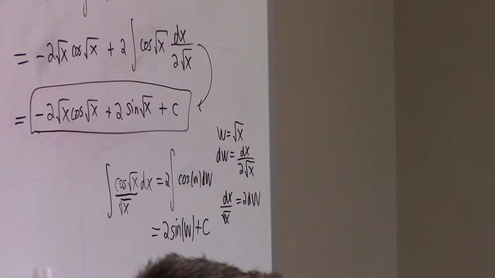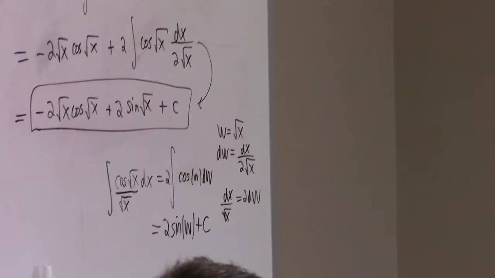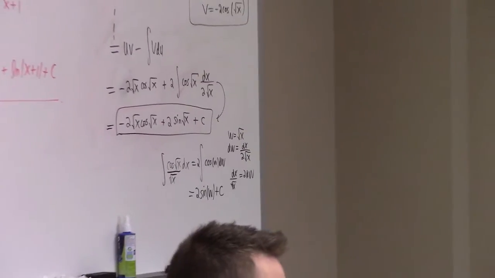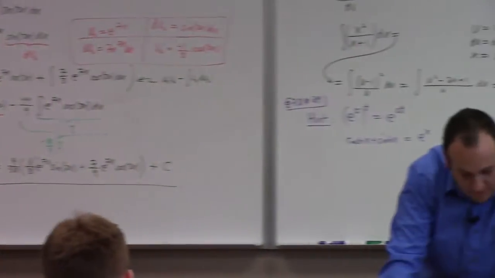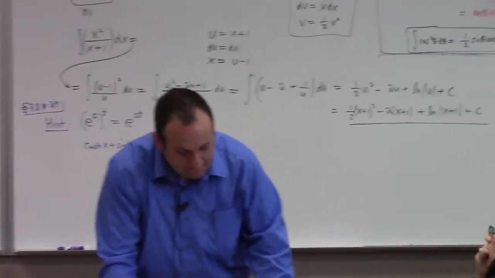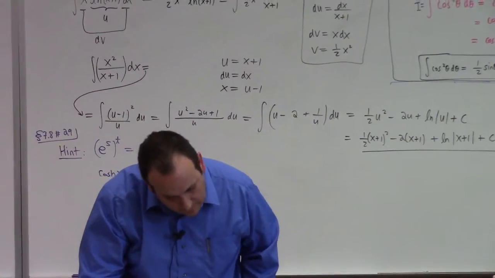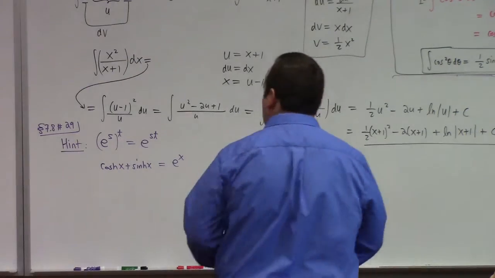Other questions? Yes, sir. Number 50 on 7.8. So we have the region below the curve y equals sinh x, from x equals 0 to x equals natural log of 5, revolved around the x-axis. Find the volume of the resulting solid. X-axis, all right.